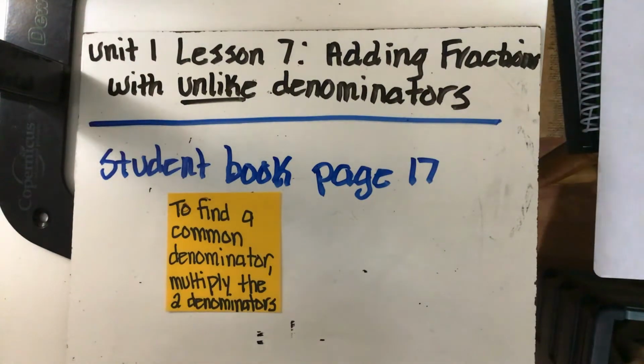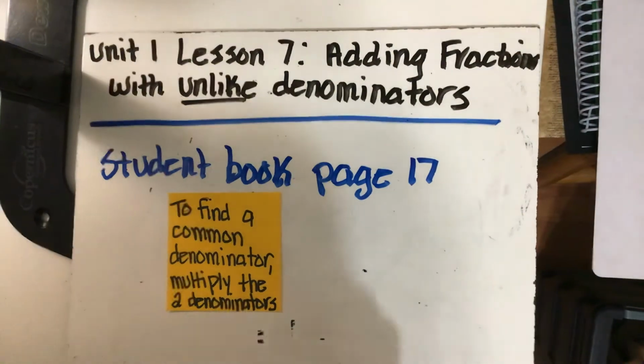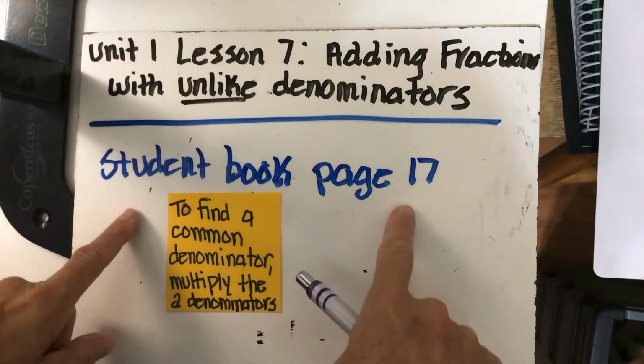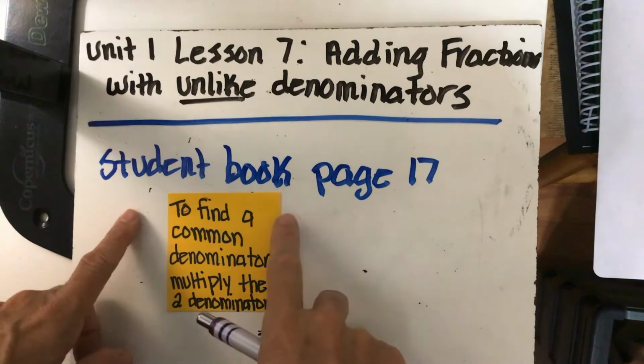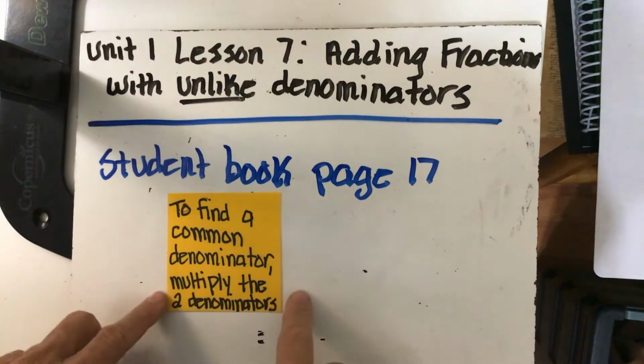This is Unit 1, Lesson 7. We're going to add fractions with unlike denominators. You're going to need to be on student book page 17, and I want you to pause the video and write this note down on that page.